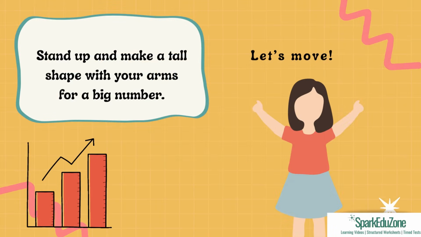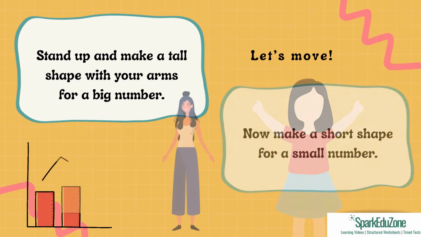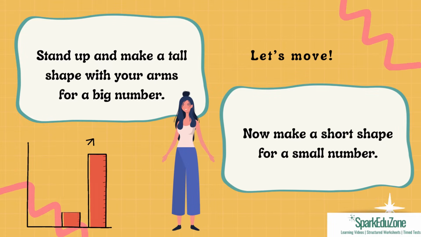Stand up and make a tall shape with your arms for a big number. Now make a short shape for a small number. Great! That's how bars can help us see more and less.